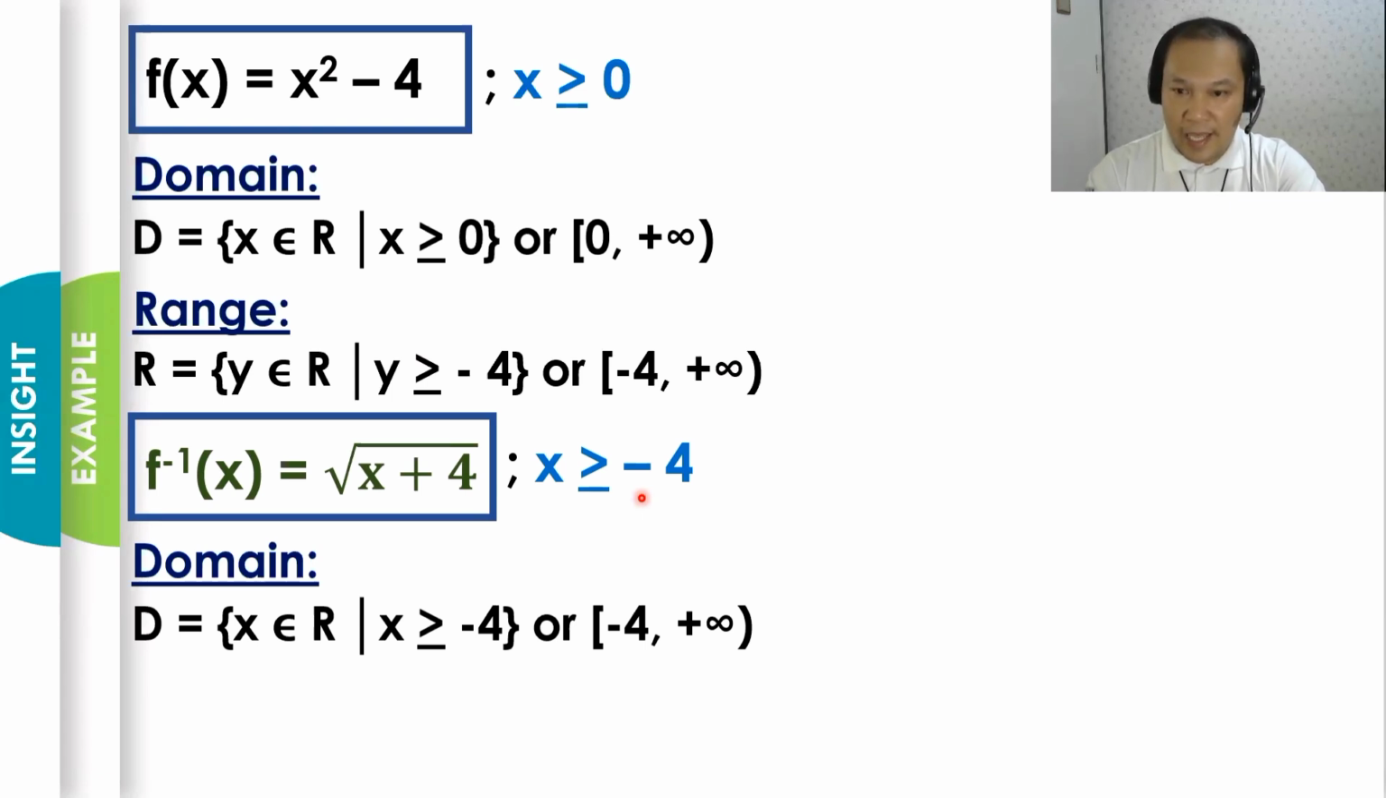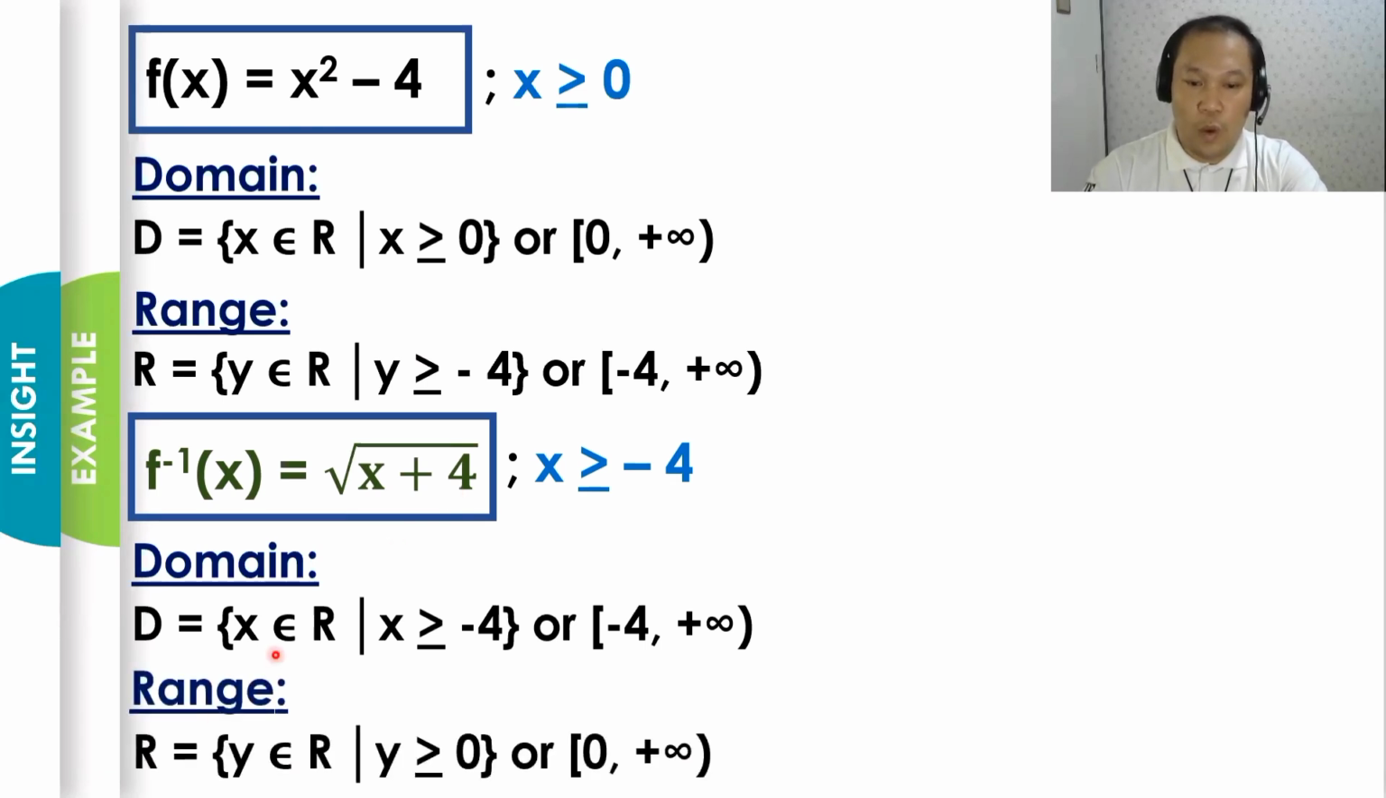And by substitution, if our x is negative 4, negative 4 plus 4 will become 0. Square root of 0 is equal to 0. Therefore, the range will be y is any element of a real number such that y is greater than or equal to 0. Or by symbol, bracket 0 up to the positive infinity, close parenthesis.